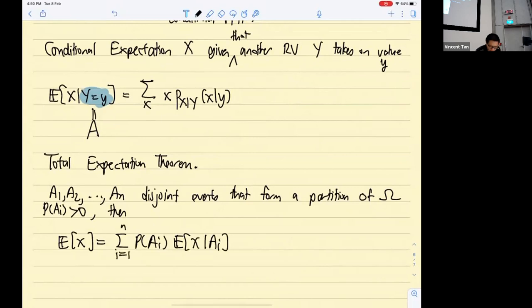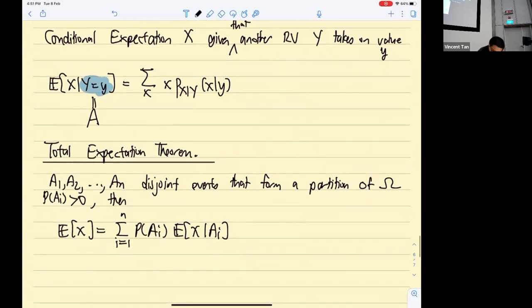So this is a very useful formula because it gives us a suggestion of how we can compute the expectation value of X. If we can compute the expectation value of X given additional knowledge about some particular event, then we can use a divide and conquer approach to compute the overall expectation. We will see some examples of this at the start of next lecture where I have more time. So this is called the total expectation theorem, and we can show this. I'll show it to you at the very end here.